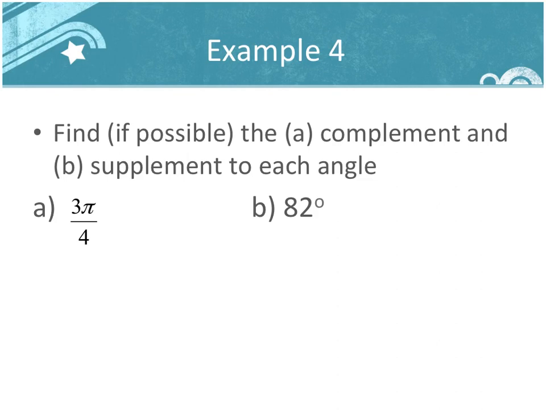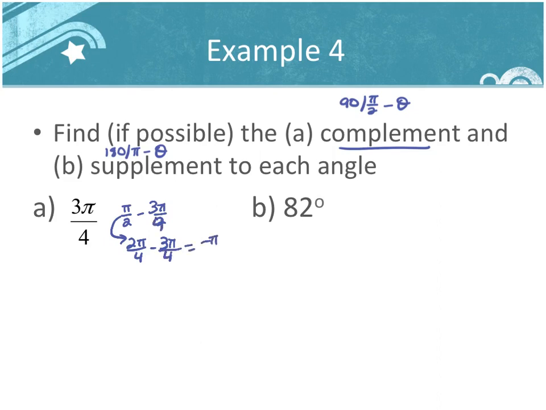All right, here's our example. Find, if possible, the complement and the supplement of each angle. Again, complement is 90 or pi over 2 minus the angle, supplement is 180 or pi minus the angle. When I look at A, hopefully we see that it's bigger than a half, but if we don't catch it right away, I would do pi over 2 minus 3 pi over 4. This becomes 2 pi over 4 minus 3 pi over 4, and I get negative pi over 4. Remember, it can't be negative. So A has no complement.